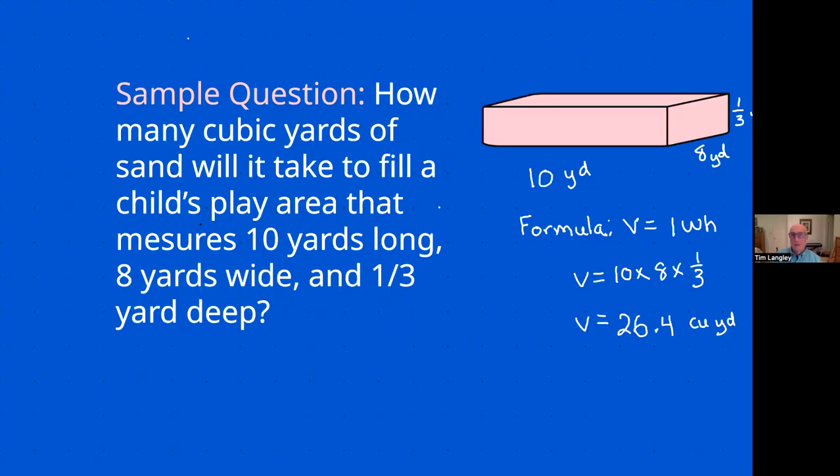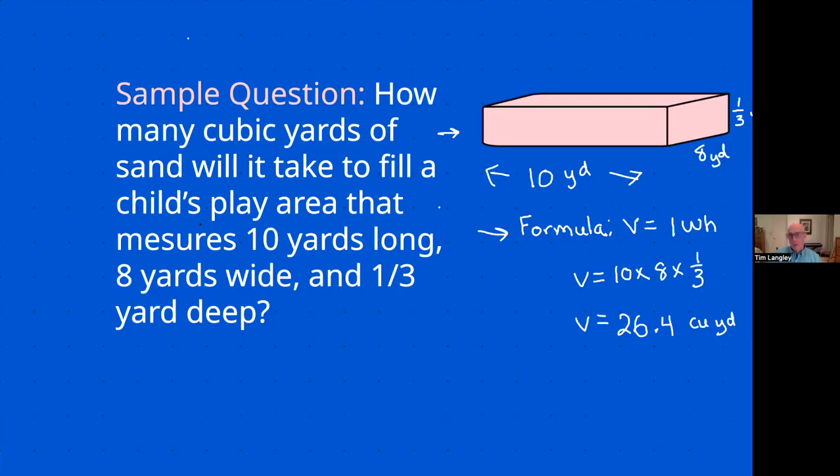Okay. So there's my drawing here on the right. It's my children's play area. Think of it as a sandbox. It's a box full of sand, and you want to know how many cubic yards of sand you need to get at Lowe's or at Home Depot. Again, we've modeled the formula here on the right. The formula for the volume of a rectangular solid is length times width times height, LWH. So the length is 10 yards, times the width, 8, times 1/3. And if you punch that into your calculator, you'll get 26.4 cubic yards.